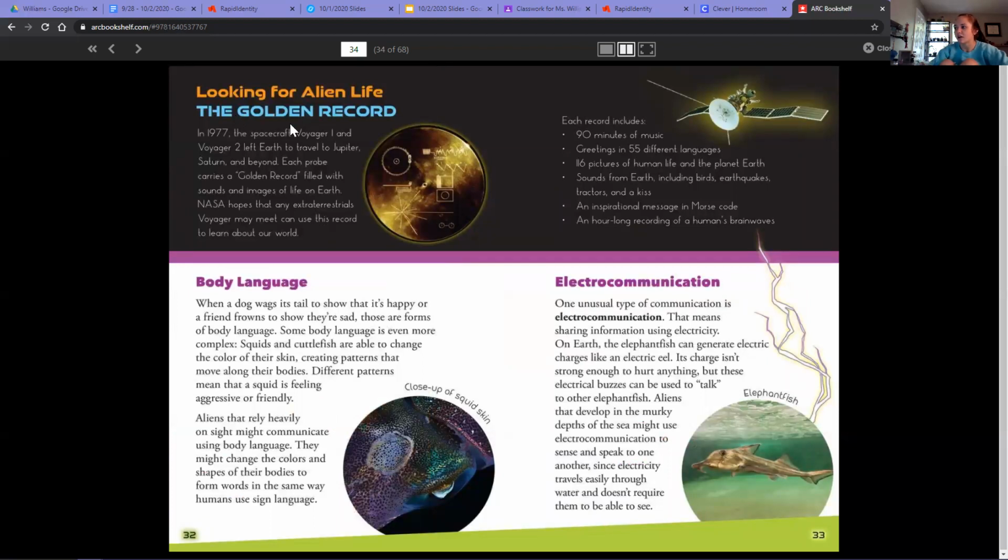We're going to start up at the top. Looking for alien life, the golden record. In 1977, the spacecraft Voyager 1 and Voyager 2 left Earth to travel to Jupiter, Saturn, and beyond. Each probe carries a golden record filled with sounds and images of life on Earth. NASA hopes that any extraterrestrials Voyager may meet can use this record to learn about our world.